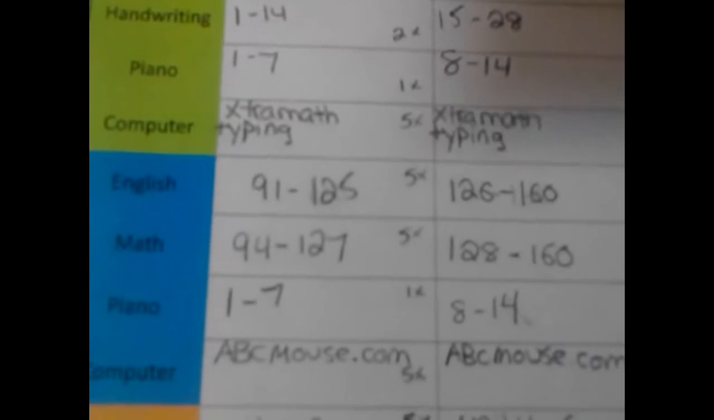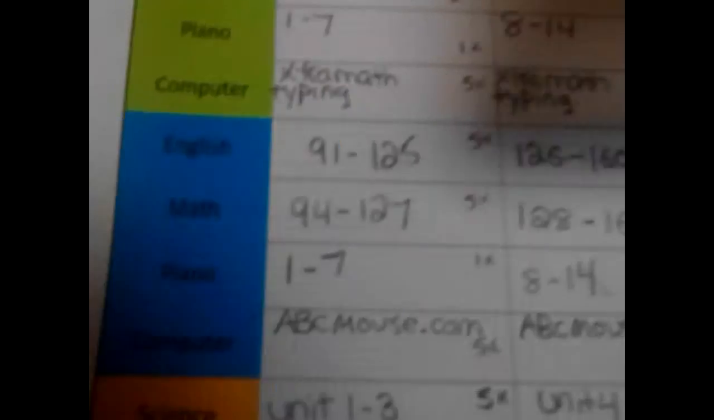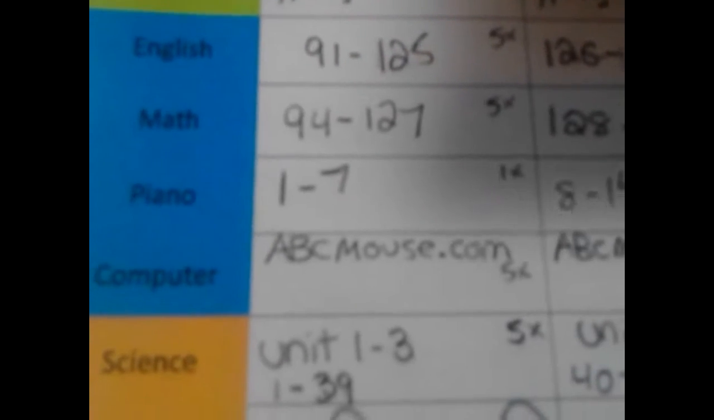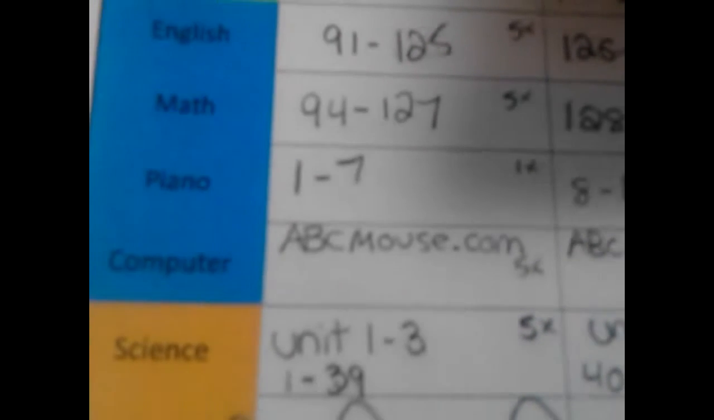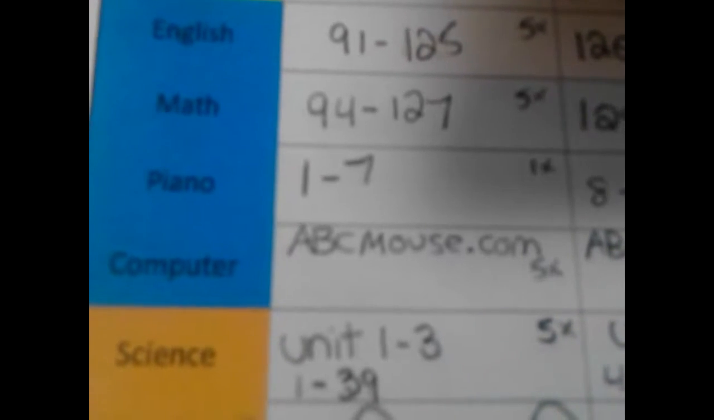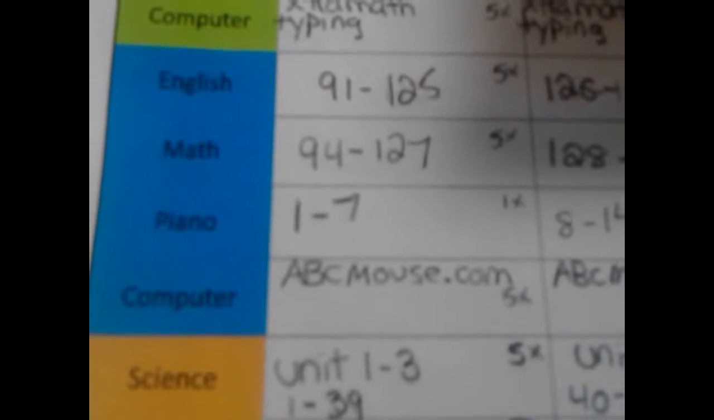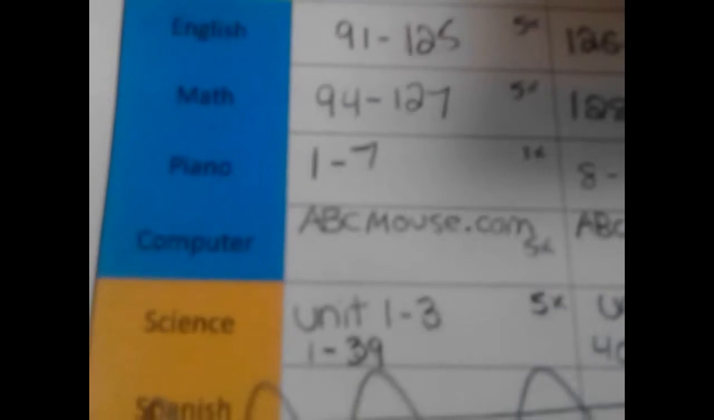And then Emma is the same thing. She's got English, math, piano, and then on the computer, another one I did not mention was abcmouse.com. That is actually a paid site that we subscribe to, but again, another great online learning site. She has learned so much, and it's just really a fun thing to do. And then the science.